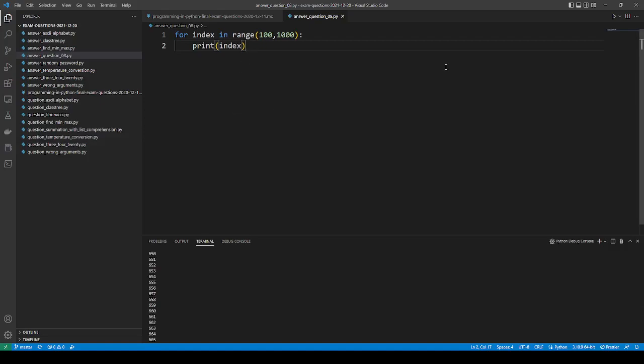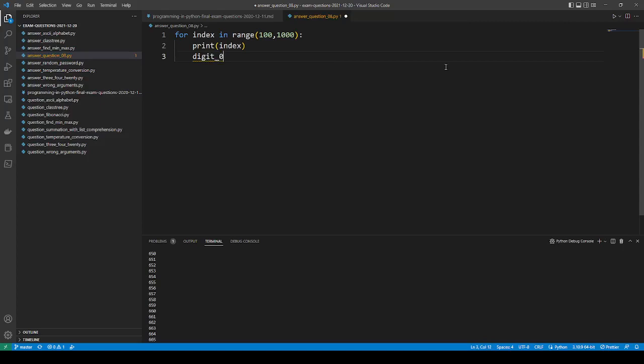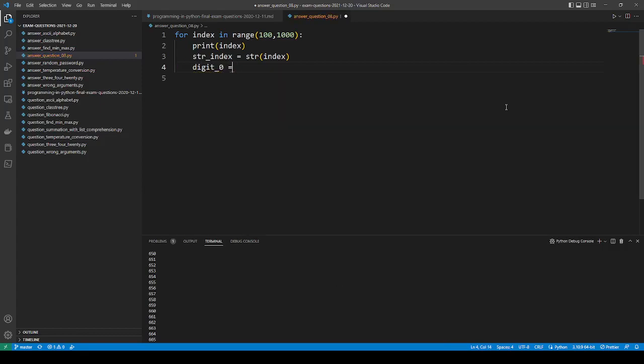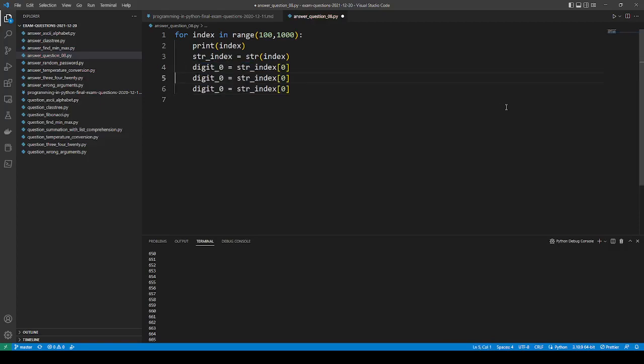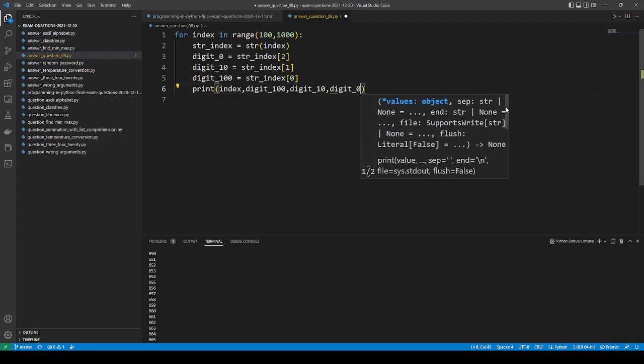And here I need to find digit 1, digit 2, and digit 3 for this one. One of the easiest ways is to use str of index. Then digit 0 equals str index 0, digit 10, digit 100. I think this should be 2, this should be 1, and this should be 0. Instead, let's see the number together: index, then digit 100, then digit 10, and digit 0. And let's see this number.